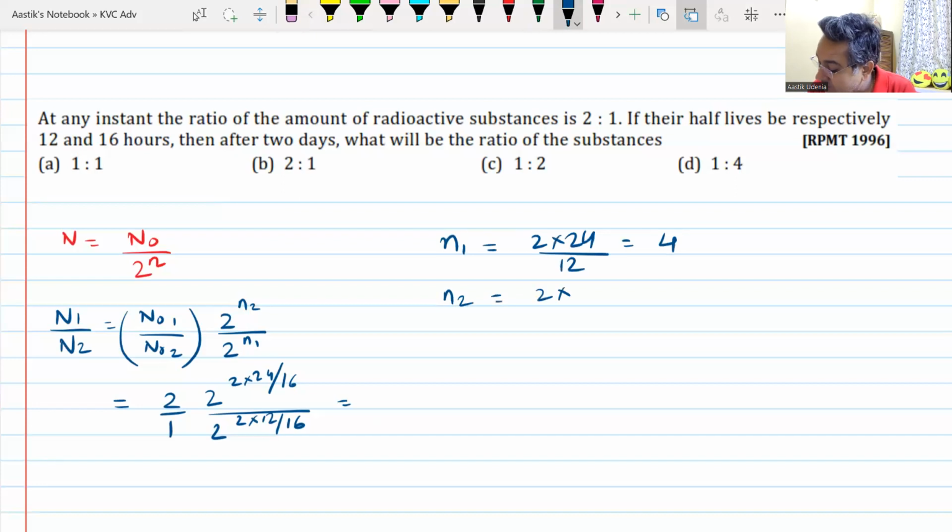And the number of half-lives of this will be... why have I written 12? I should have written 24. That 12 created a confusion in my head. The number of half-lives of this would be equal to 3. So it will be 2 raised to the power 3 divided by 2 raised to the power 4. So the answer will be 1:1.